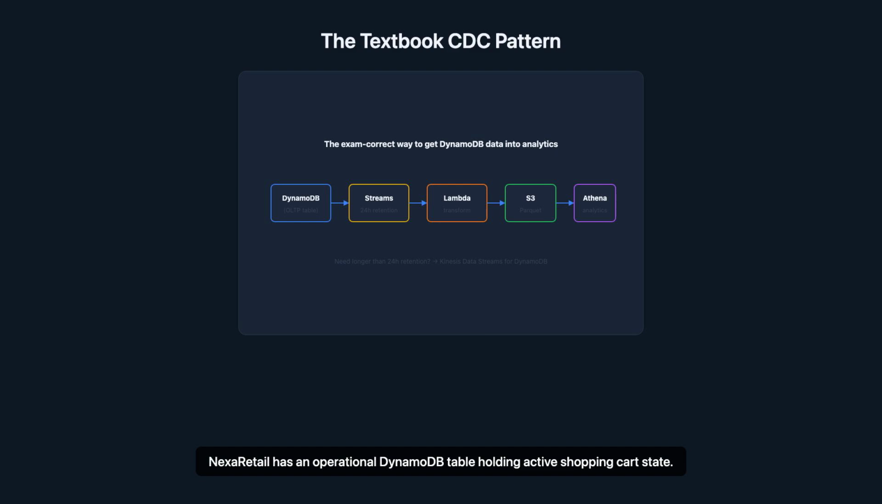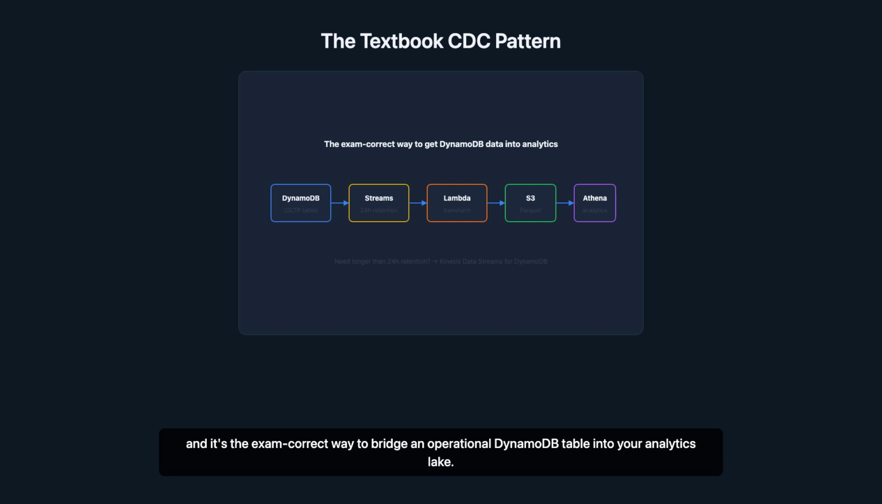Nexer Retail has an operational DynamoDB table holding active shopping cart state. Streams captures every insert, update, and delete on that table with 24-hour retention. Lambda subscribes to the stream, transforms each change into Parquet records, and writes them to S3. From there, Athena can query the analytics-ready data directly, using the Glue data catalog as the metadata layer. That's the textbook change data capture pattern, and it's the exam-correct way to bridge an operational DynamoDB table into your analytics lake.